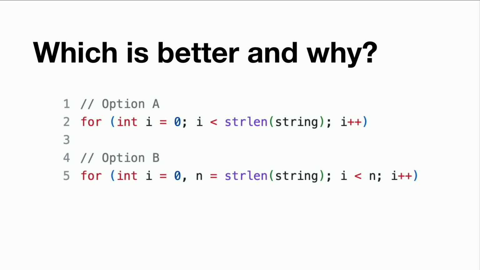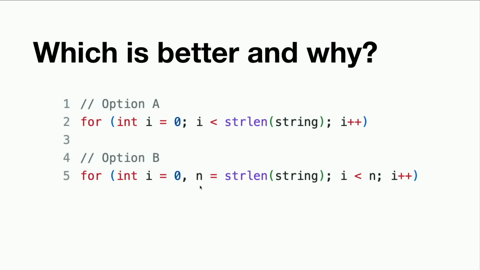Yeah, so I'm seeing people are saying the second option, option B, is better. Someone says A. Yeah, so the difference here we can see is that in option A, in this conditional check, we're checking is I less than the length of some string.